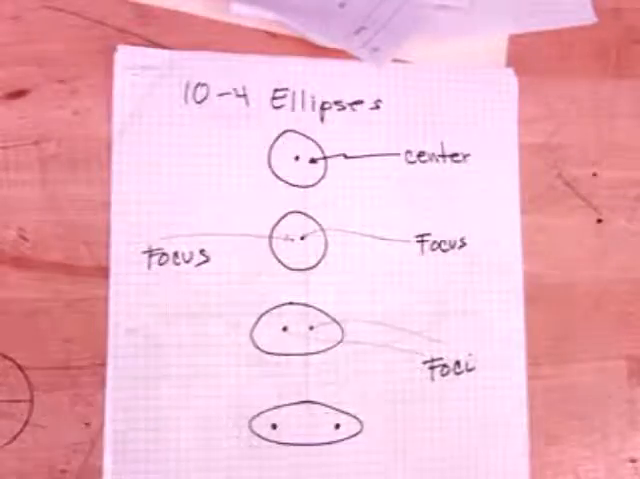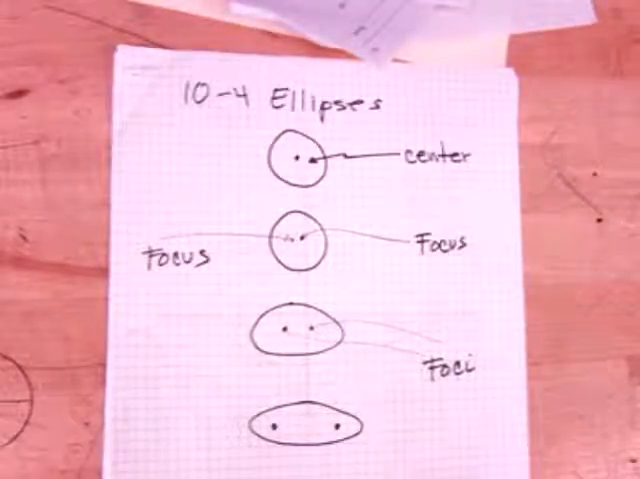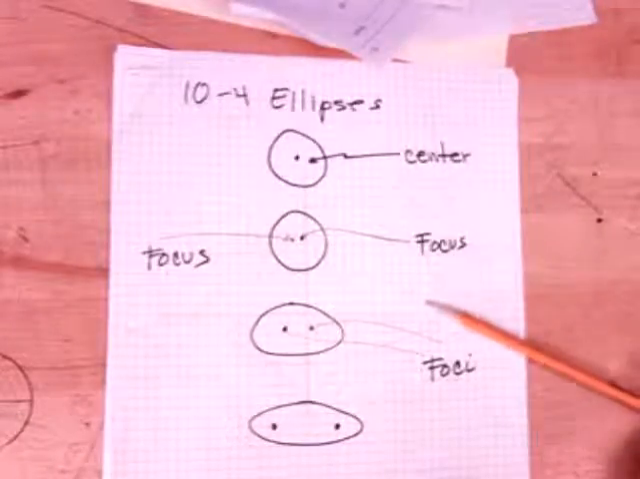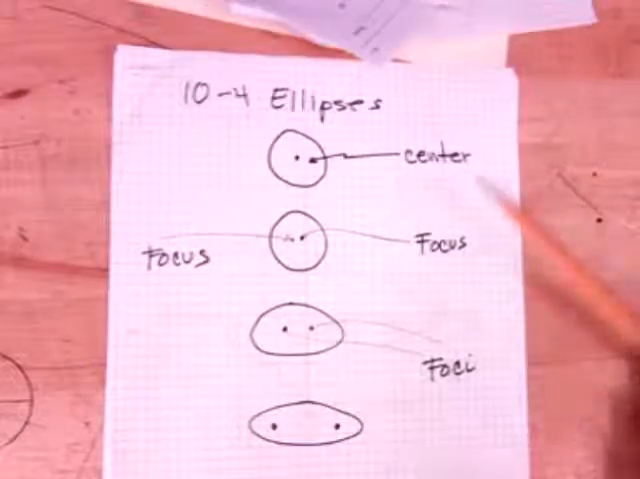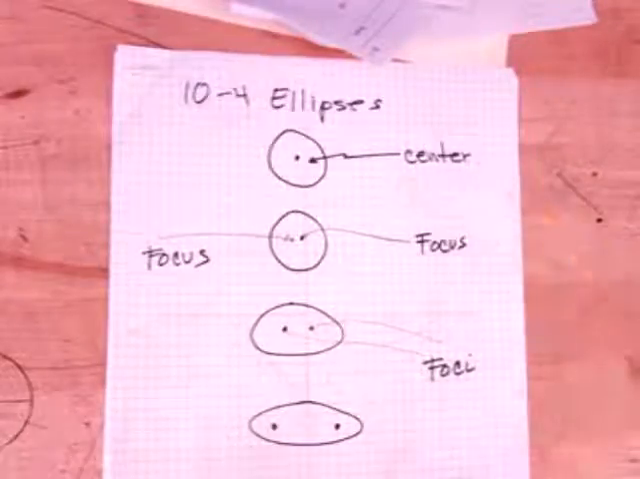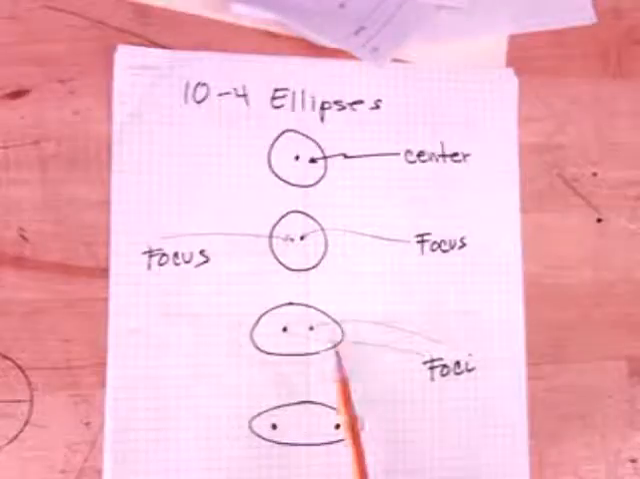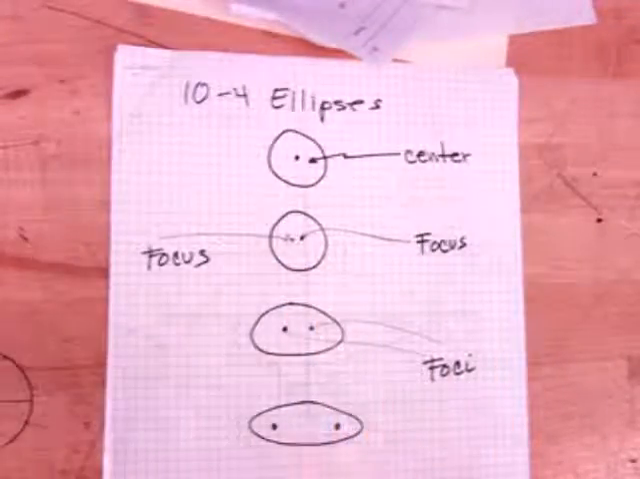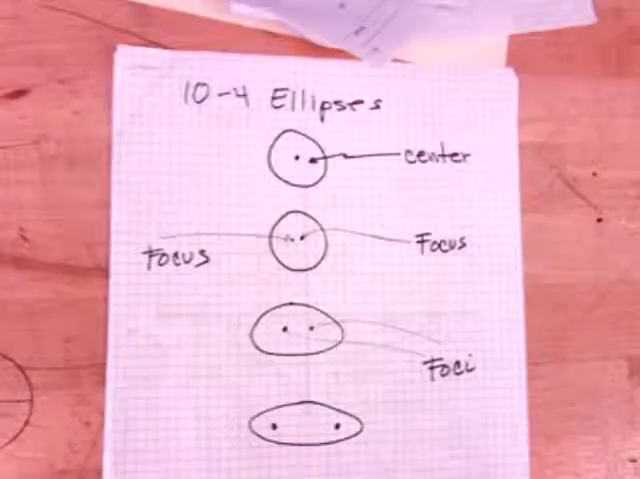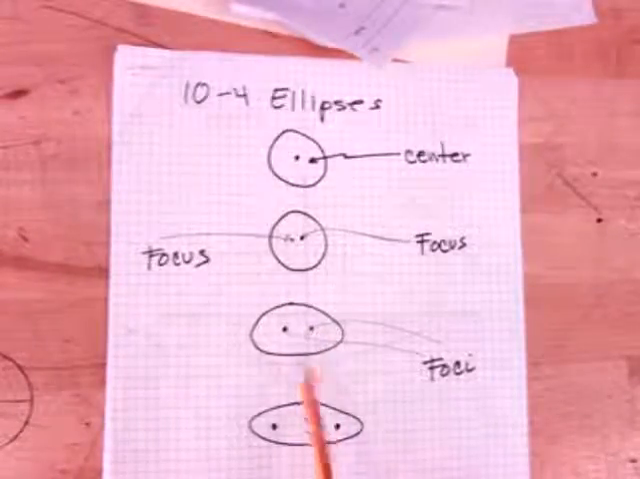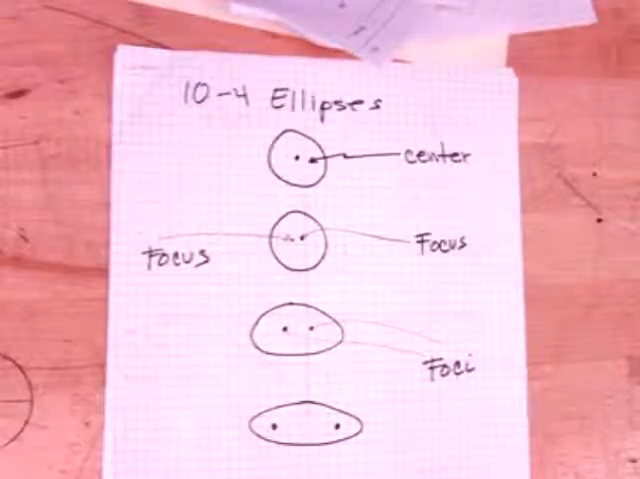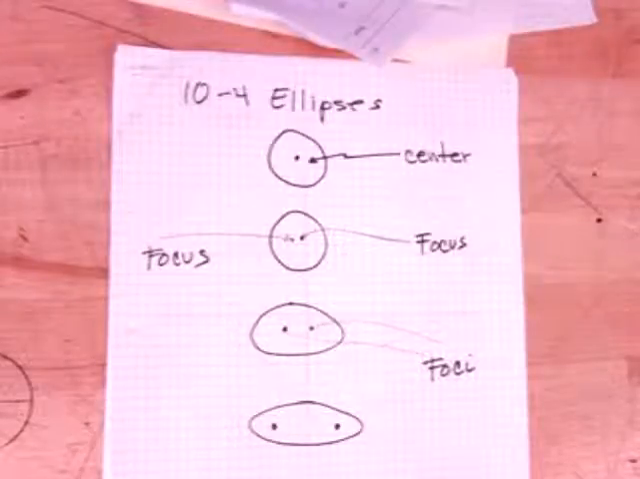Okay, so section 10-4 is the next section we're going to talk about, and it is ellipses. And here I've tried to show you kind of morphing. So we have a circle which has one center. An ellipse, however, has a focus point and a focus point. Two of them together are called foci. And as you see, as the foci get further and further apart, what happens to the ellipse? It gets longer and shorter. Very good.